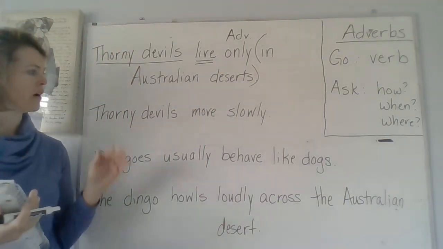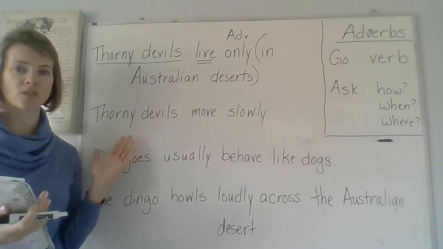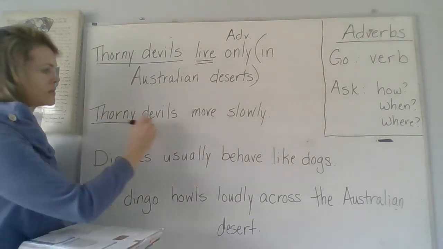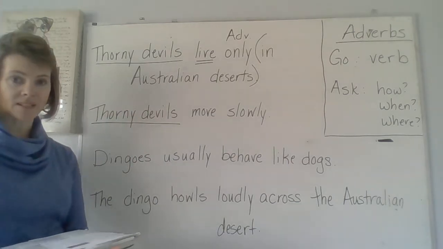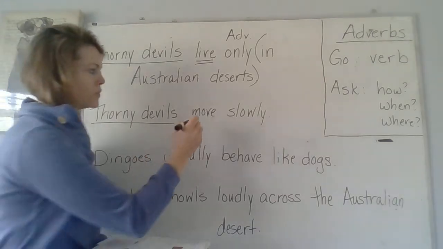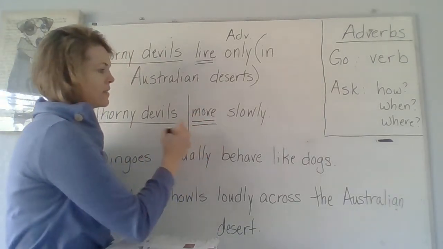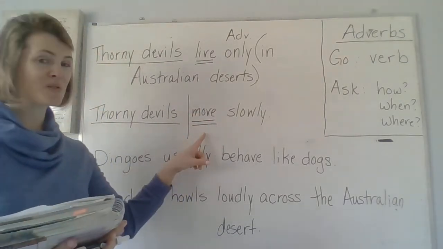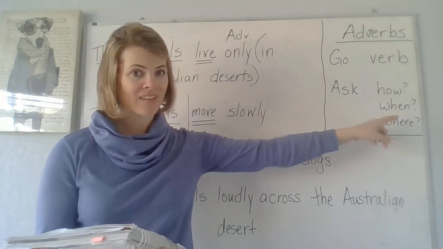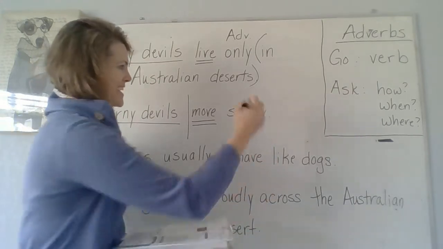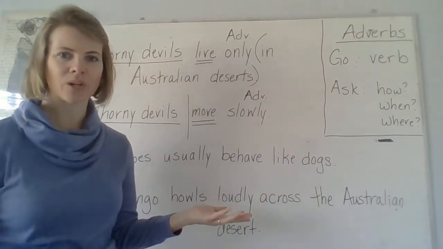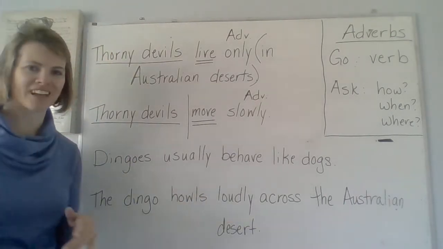Read it with me. Thorny devils move slowly. What moves slowly? Thorny devils. What is being said about thorny devils? Thorny devils move. What is being said about move? Move how? They move slowly. There's my adverb. And that was kind of a giveaway. It was the only word left, wasn't it? That's nice when that happens.